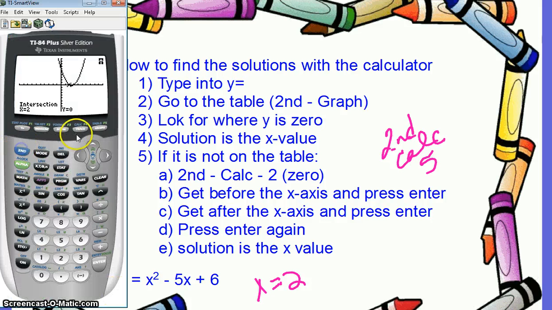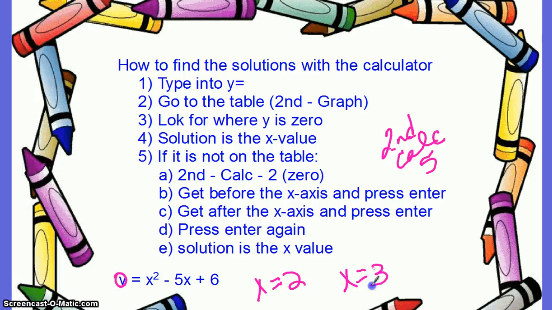Do the same thing again, second calc 5, but come over to the right side and then go enter, enter, enter. And x equal 3 is the other solution. So your solutions are written x equal the number. If you had gotten x equal 2 again, it would just mean you didn't move the right direction or you didn't move far enough, so try it again.